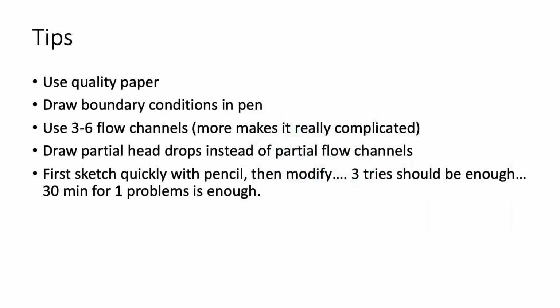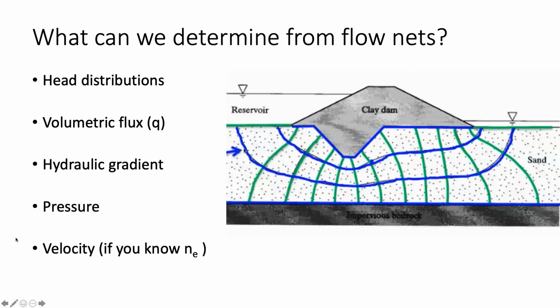So the tips for getting into flow nets: you want to use quality paper. You always want to draw your boundary conditions in pen. So let's go back to what we have here. Our boundary conditions here, green, what is that boundary? It's a constant head boundary. And over here, we have another constant head boundary. And along this dam and at the base of this impervious surface, we actually have no flow boundaries. So that's the boundaries of the system that we have.